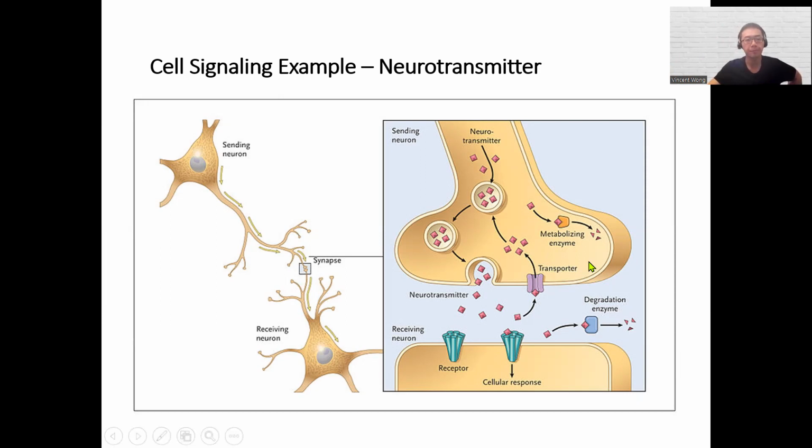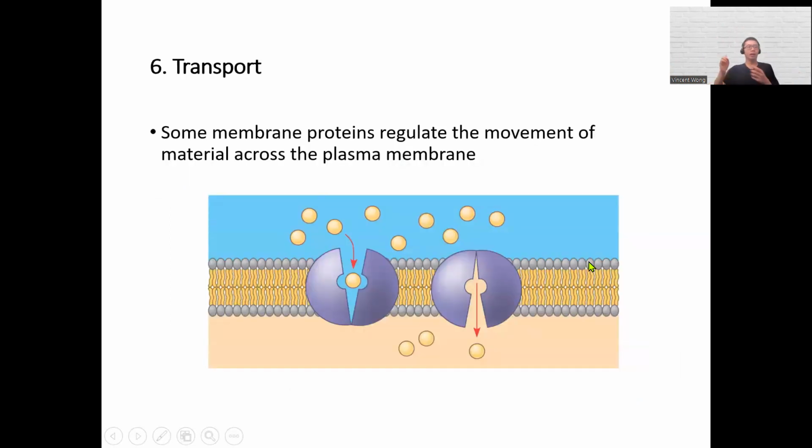Okay, again, I just love repeating myself. We talked about attachment to the cytoskeleton, cell signaling, enzymatic activity, cell recognition, and forming junctions that staple cells together. Those are the 5 functions of the membrane protein. And the last one, and the focus of lecture 4, is to participate in transport.